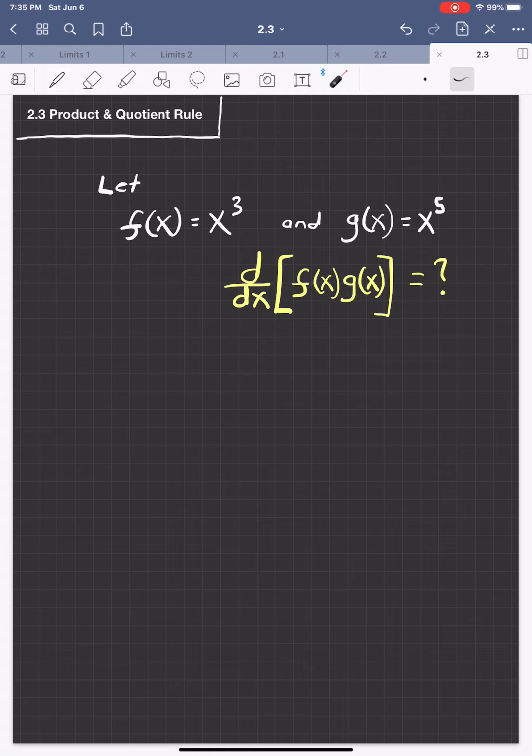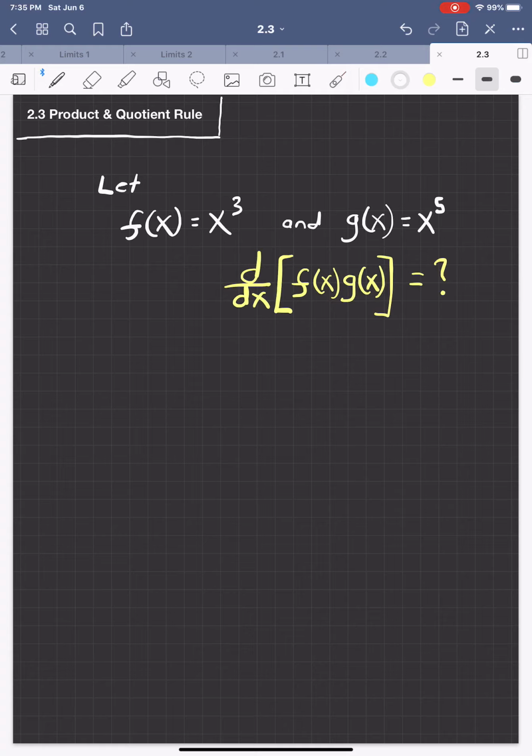So, to make sure you understand, let's start with the idea that f of x is equal to x cubed, and g of x is equal to x to the power of 5. So notice that we have two functions, f and g, and both are functions of x. The question is, what would the derivative of the product of f and g look like, right? So f of x times g of x, the derivative of that, what would that look like?